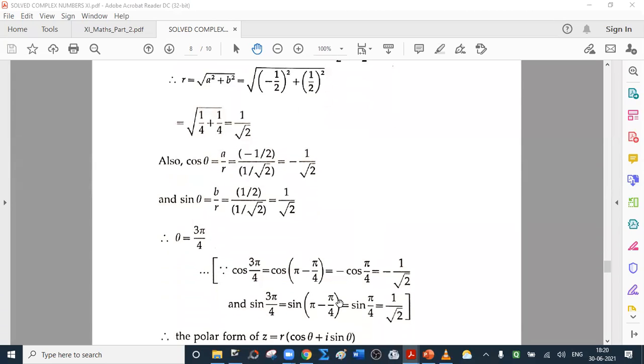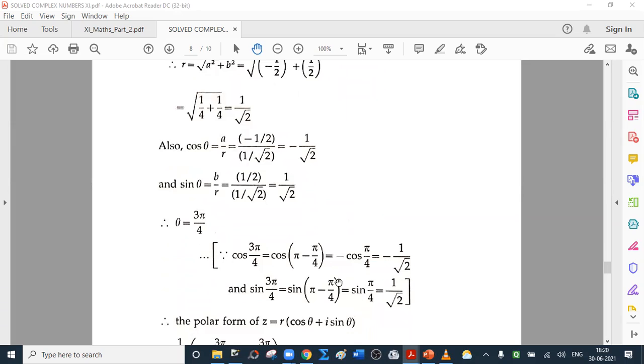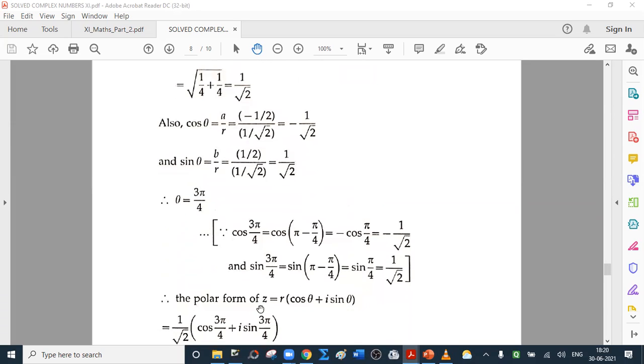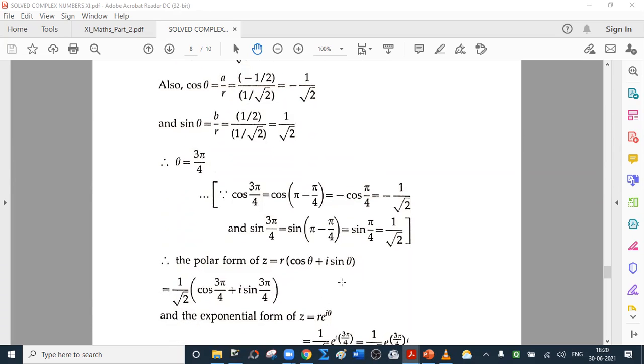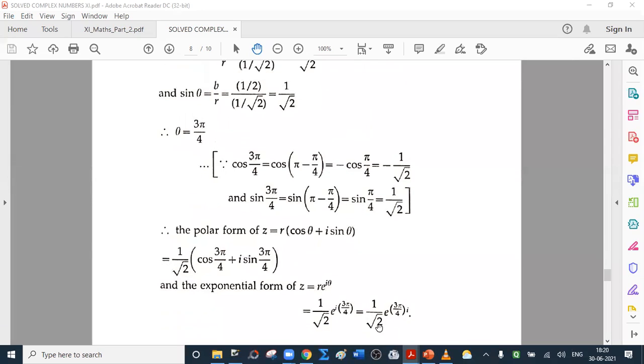Now do not read this because you will not understand, as we haven't done trigonometry yet. So what is the polar form? z equal to r (cos theta plus i sin theta). Substitute. What is the exponential form? It is z equal to r into e raised to i theta. So finally, it is 1 upon root 2 e raised to 3 pi upon 4 i.